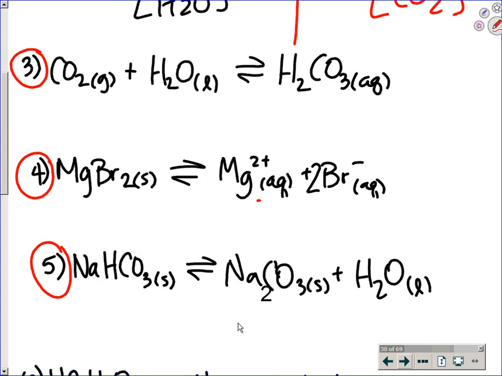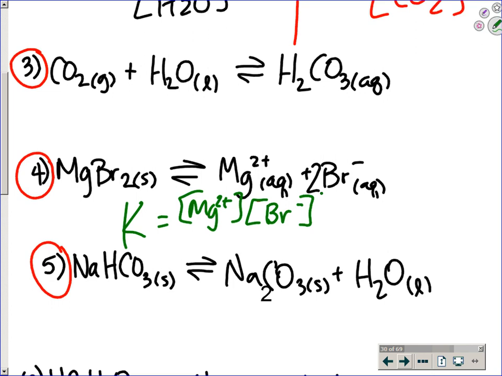Okay, number 4, Riley. Mg2 plus. Okay, that's the concentration of the Mg2 plus ion. Bailey? Br minus ion, say again. So raised to the second power.